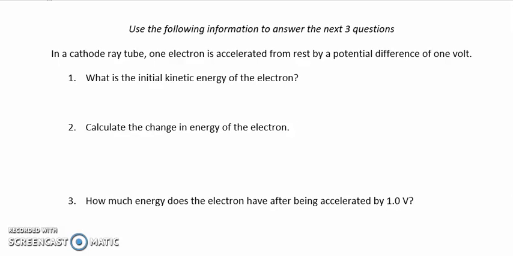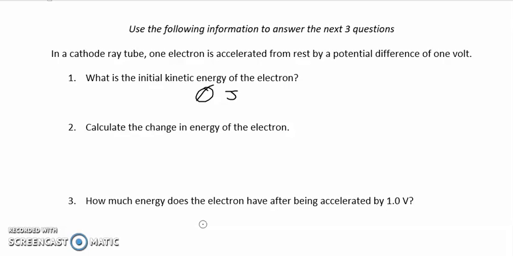In a cathode ray tube, one electron is accelerated from rest by a potential difference of 1 volt. So what is the initial kinetic energy of an electron? Well, it's going to start off at 0. Why 0? Well, because it's at rest. It is not moving, so it does not have any kinetic energy stored within it.